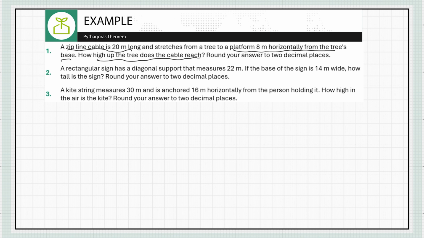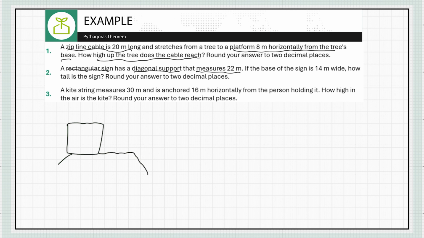Alright, let's look at the second one. So the second one, we have a rectangular sign. It has a diagonal support, and that diagonal support measures 22 meters. So let's build a sign. Here is our sign. It's sitting on the side of the hill, and cars are gonna have a look at it. So we'll say it's sitting on a bit of a flat part of a hill.